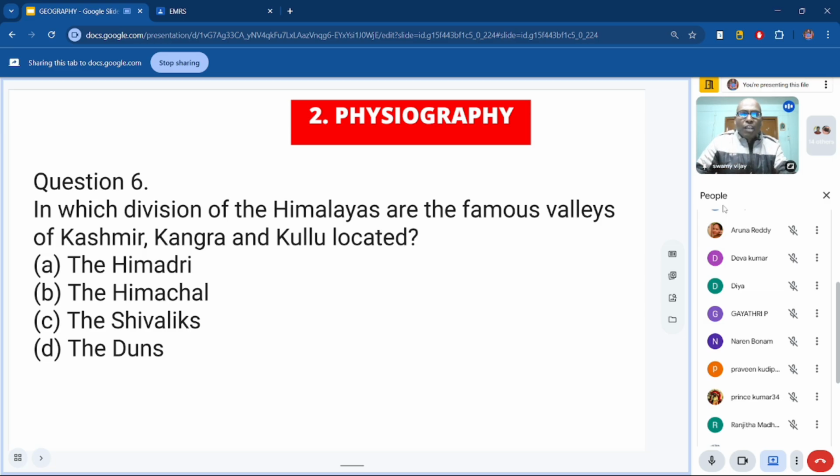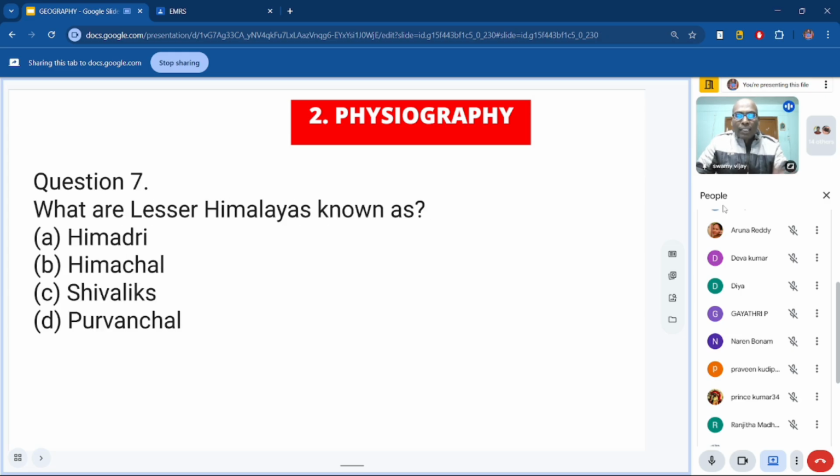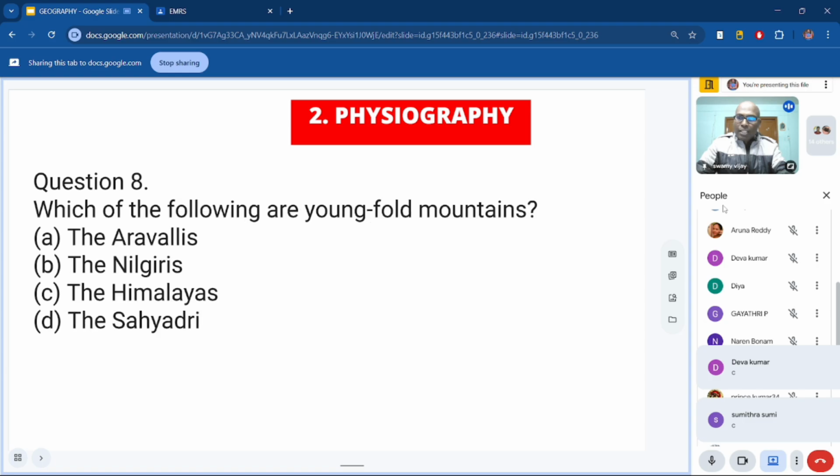In which division of Himalayas are the famous valleys Kashmir, Kangra and Kulu located? What are the lesser Himalayas known as? Answer: 3 layers of Himalayas are there, correct? The higher is Himadri, then comes Himachal and then comes Shivaliks. Okay, right. So the third one, option C, is the Shivaliks.